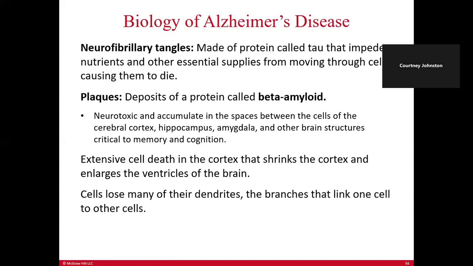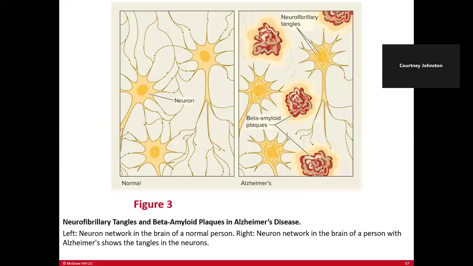So you're going to see extensive cell death in the cortex. Again, that is the wrinkly part of our brain, which is going to shrink it and enlarge the ventricles of the brain. And cells are also possibly going to lose their dendrites or damage the dendrites. And this is, of course, how cells link to one another, and axons will no longer be able to communicate to attaching dendrites. Thus, we see again the cognitive decline.